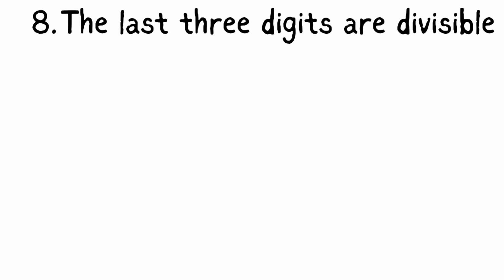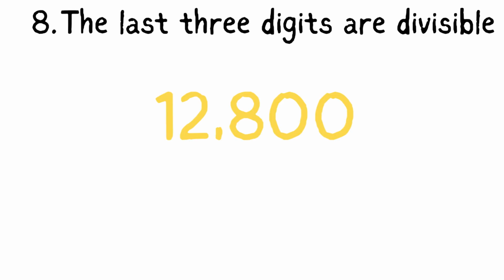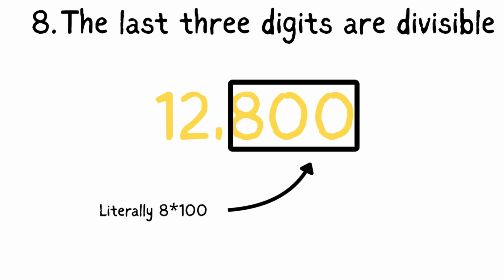Okay, almost there. Do you remember that the rule for 4 was looking at the last two digits of a number and to see if it was divisible? Well, the rule for 8 is similar, but it's just that we're using the last 3 digits instead of the last 2 digits. Like for example, let's take the number 12,800. The last 3 digits, 800, are clearly divisible by 8. So 12,800 is also divisible by 8.